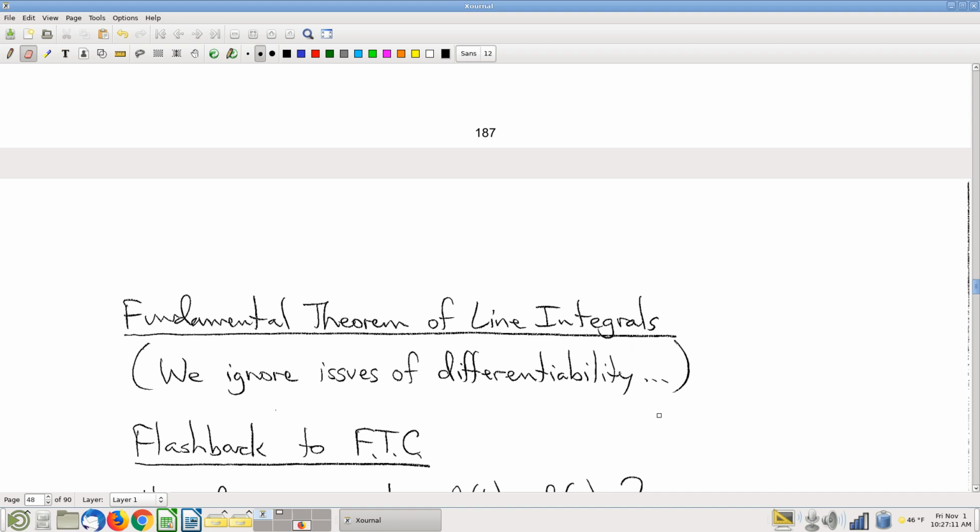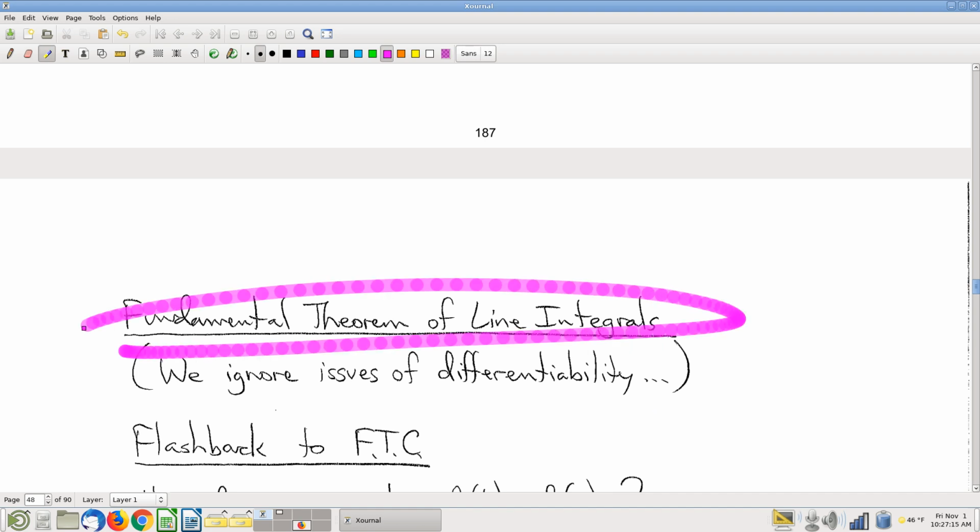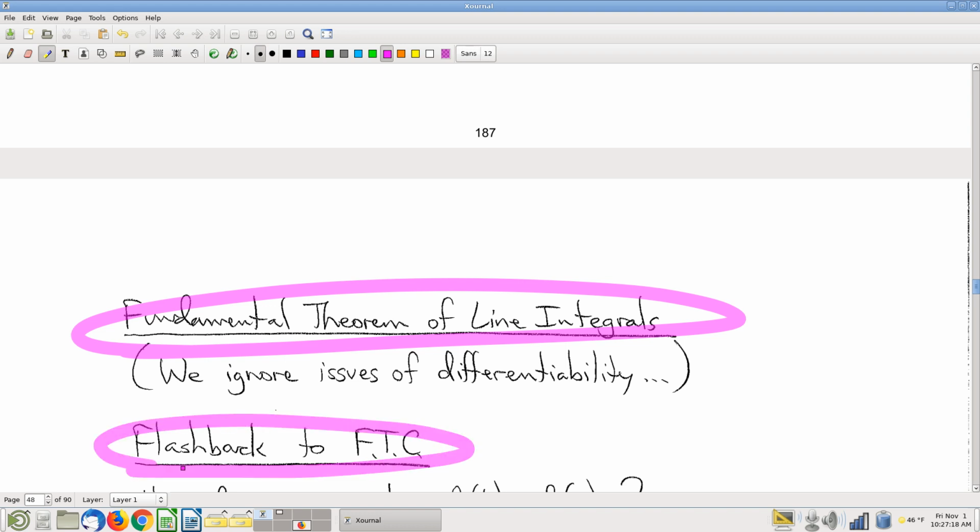Okay. All right. So to talk about the fundamental theorem of line integrals, I'm going to first do a flashback to the fundamental theorem of calculus. Before I do, let me tell you why. And that is that they're very similar theorems. They have a lot in common. Now, why are they similar? Why do they have a lot in common?